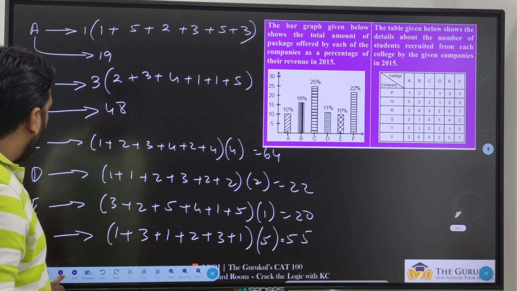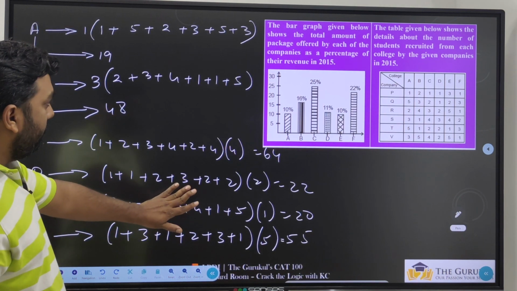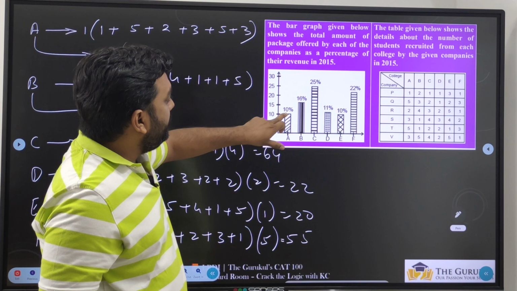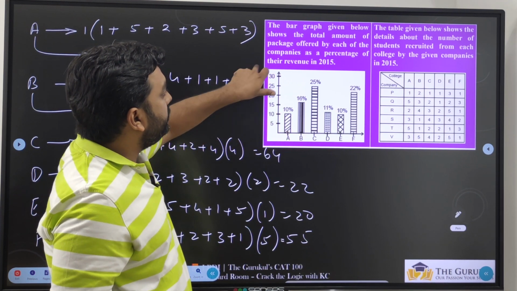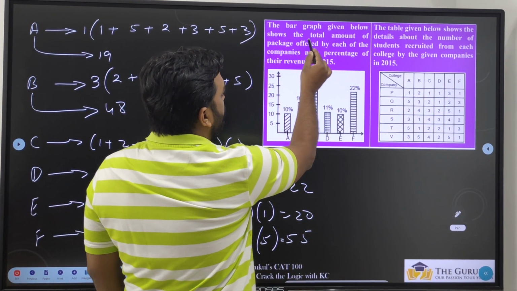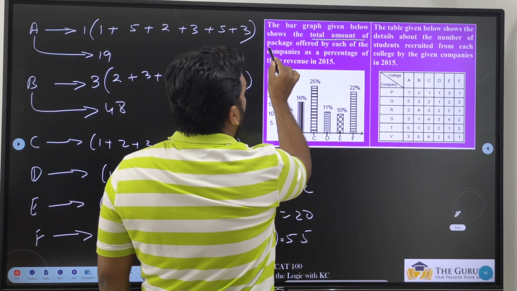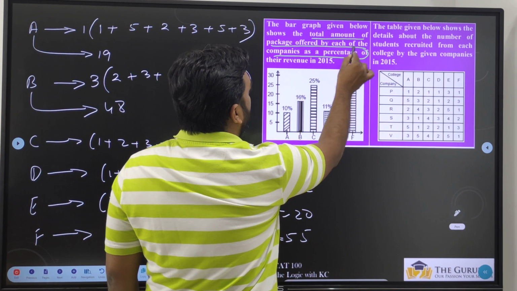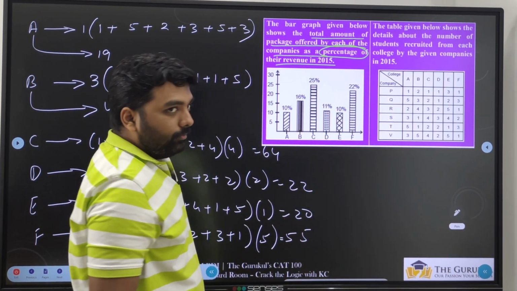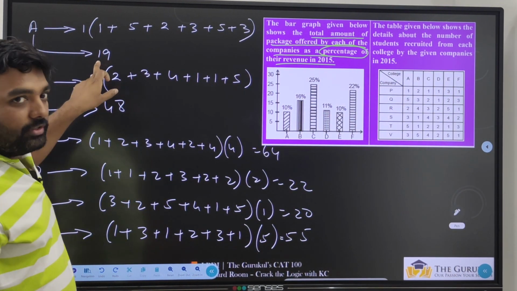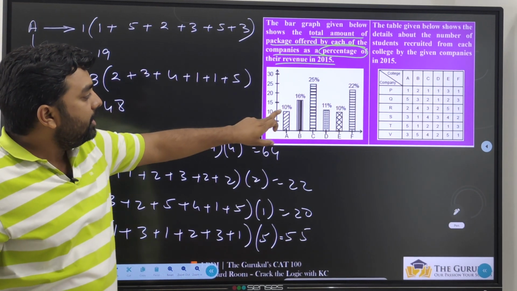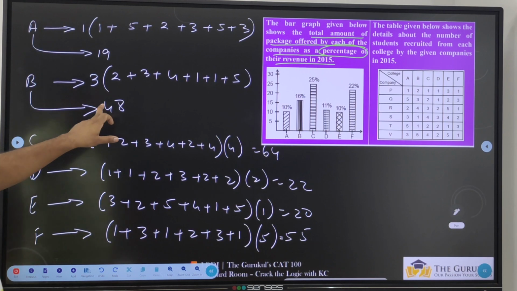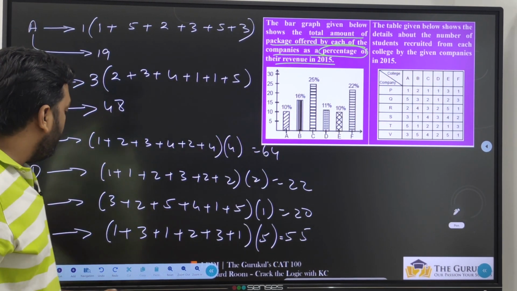Perfect. These are the values for every company. Okay. Now what is the first one? A spent 10% of the total company. The bar graph given shows below the total amount of package offered by each of the companies as a percentage of their total revenue. So this 19 lakh which is given by company A is 10% of their total revenue. The same way 48 lakhs is 16% of their revenue.